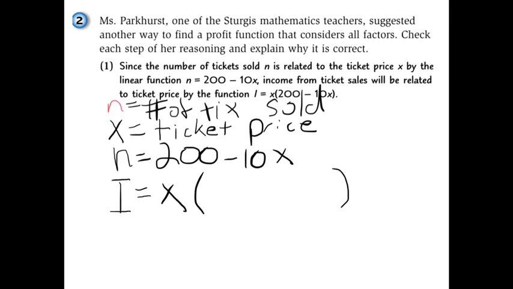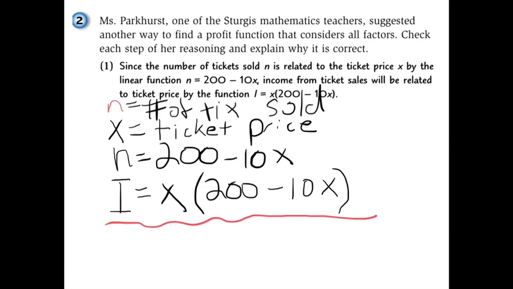So I've got a function for I, the income, which is in one variable only. And that's really important because it's the only way I can solve these things. So this right here is what we're trying to get to. And Mrs. Parkhurst, the teacher in this problem, came up with this function, and I think I've now explained why. That's the income. Next step.